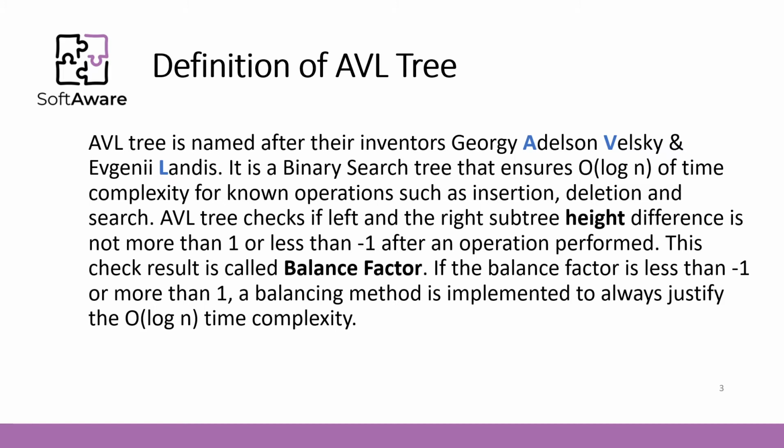The method checks if the left and right subtree height difference is not more than 1 or less than -1 after each operation call. This check is often called the balance factor. So if the balance factor is less than -1 or more than +1, the proposed balancing methods perform some rotations in the binary search tree to keep it in balance and in valid form.